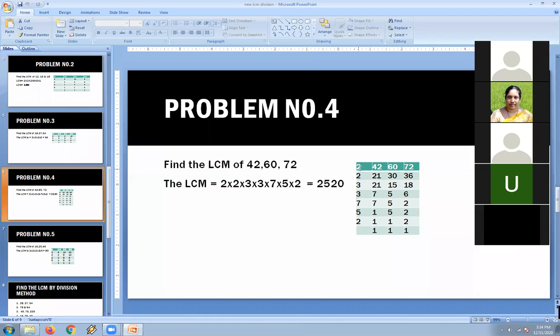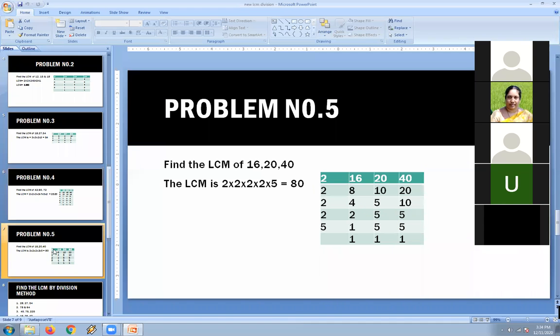Now the numbers are 2 into 2 into 3 into 3 into 7 into 5 into 2 into 1. The product of all the numbers, we got the ultimate answer, that is 2520. So that is the value of LCM. And the next is number 5 here. Find the LCM of 16, 20 and 40.